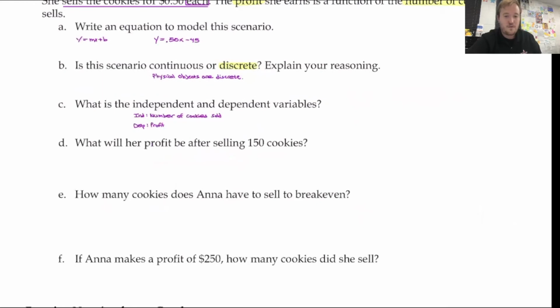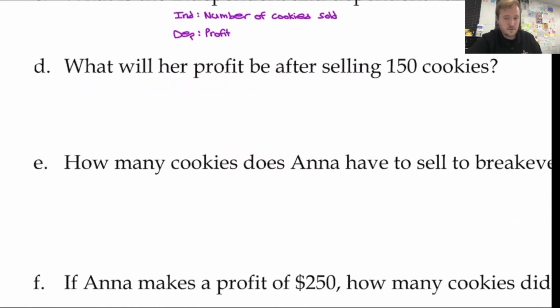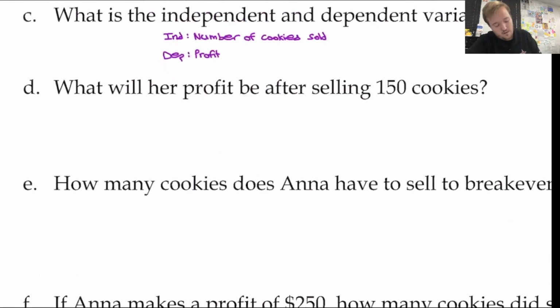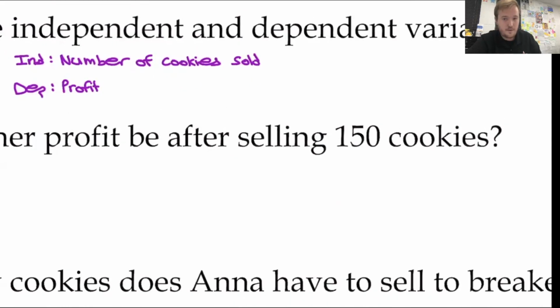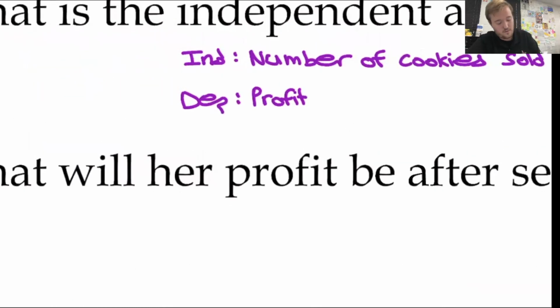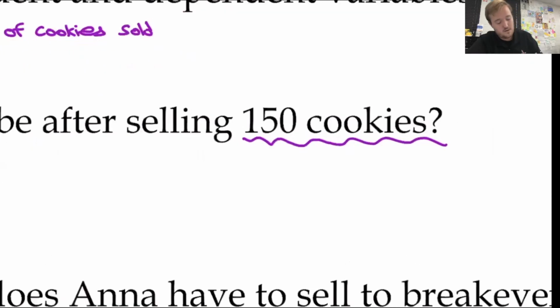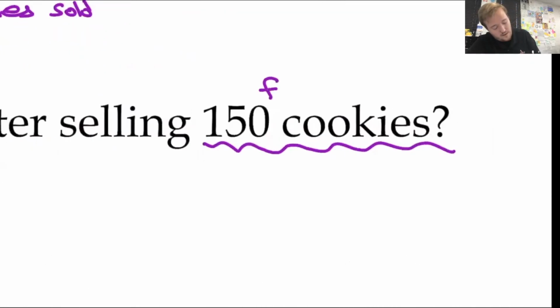Okay. So now it wants to know what will her profit be after selling 150. So look back to your independent and dependent. If I give you 150 cookies, did I give you an X or did I give you a Y? So remember, independent is your X, dependent is your Y. So I actually gave you an X value. So this means you need to find f of 150.